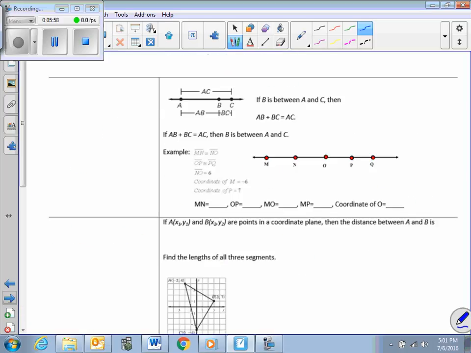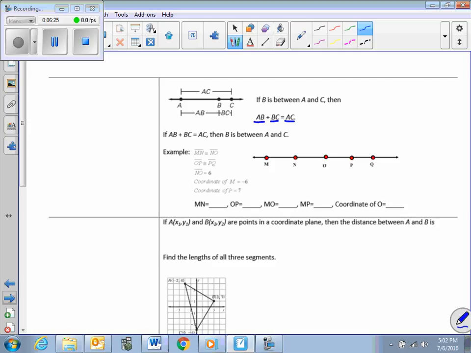Okay, if we have this line here, we see that B is between A and C, then we can say that the length of AB plus the length of BC equals the length of AC. That's how we would read that statement. The length of AB plus the length of BC equals the length of AC. So if that is true, then I can say that B is between A and C.